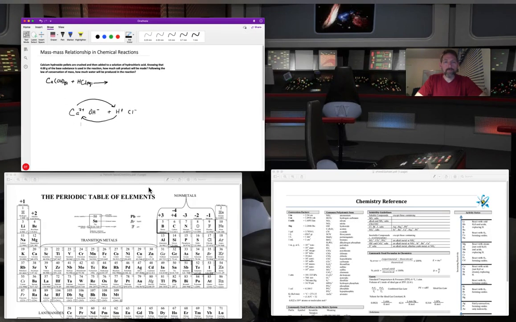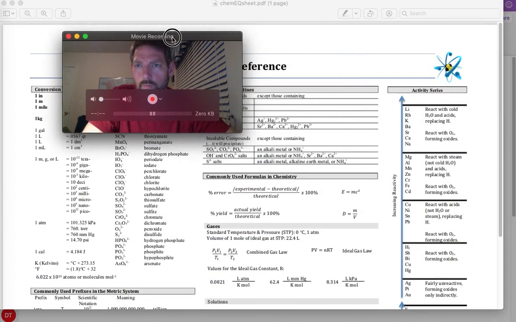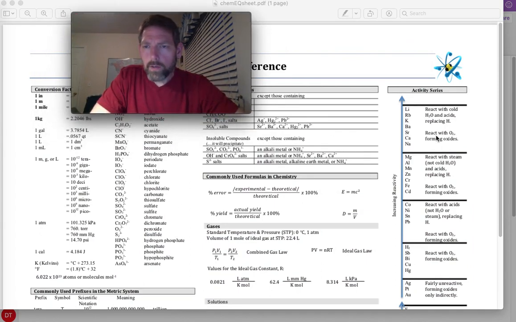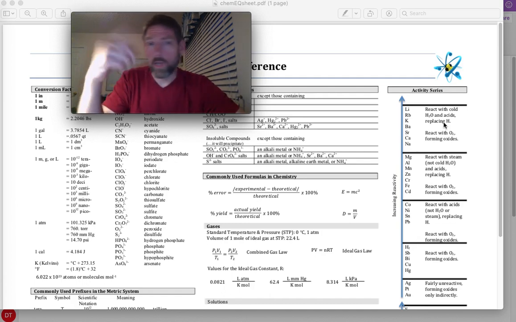Specifically, if you go to your reference sheet, okay, if you go to your reference sheet and look over here, let me move myself out of the way for you. You can see right here that calcium reacts with oxides, reacts with cold water and acids. Okay, so we know it's going to react with that, and it replaces hydrogen. It's reacting with the hydrogen in the hydrochloric acid and replacing it.